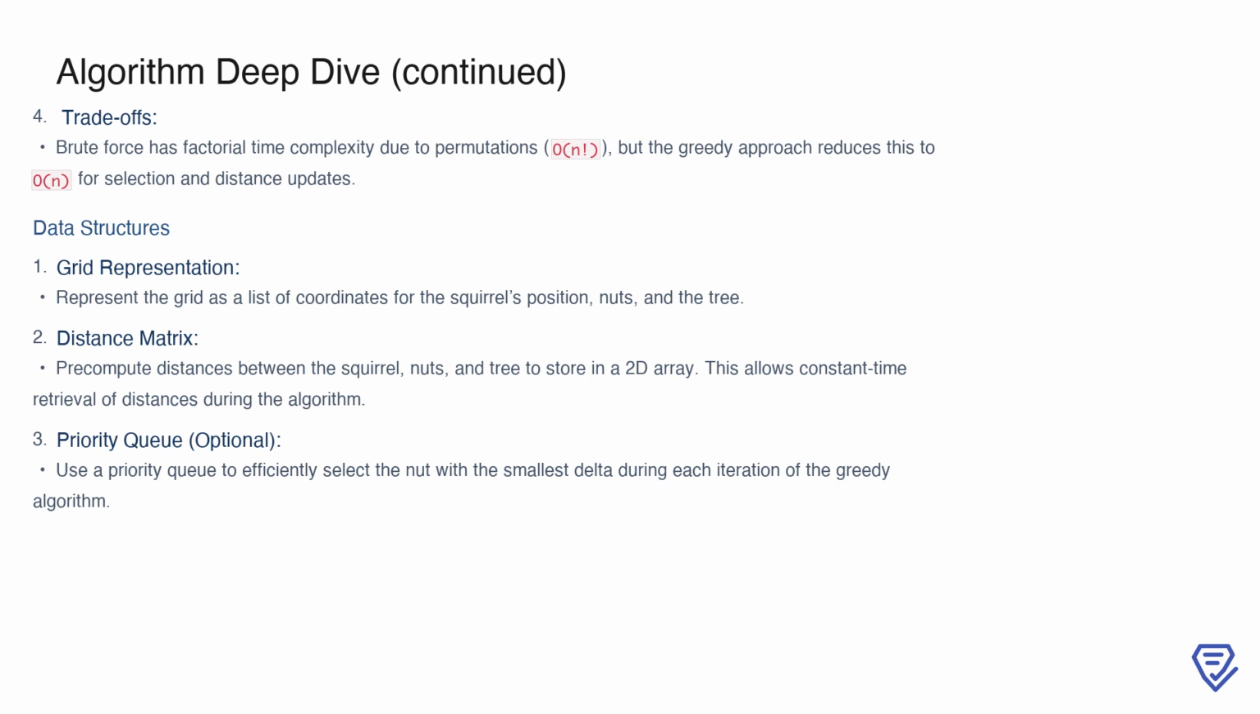To implement this efficiently, we use specific data structures. The grid itself is represented as a list of coordinates for the squirrel's position, the nuts, and the tree. A distance matrix is pre-computed to store all pairwise distances, allowing for constant time retrieval during the algorithm. Optionally, a priority queue can be used to efficiently select the nut with the smallest delta, ensuring each iteration of the greedy algorithm is both fast and precise. These optimizations together strike a balance between accuracy and computational efficiency.